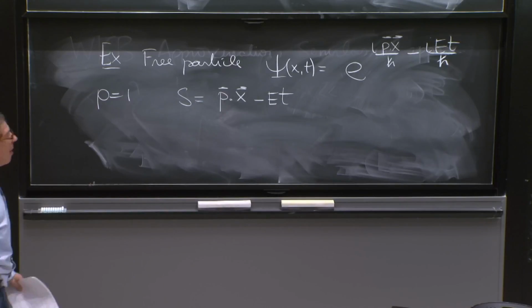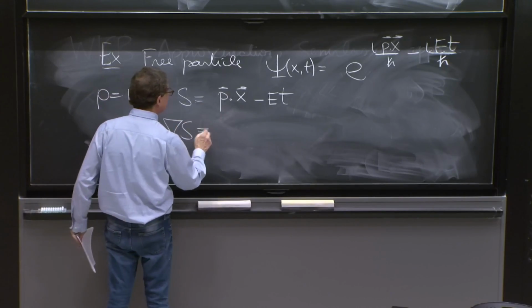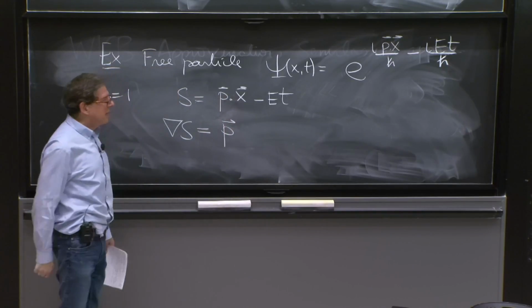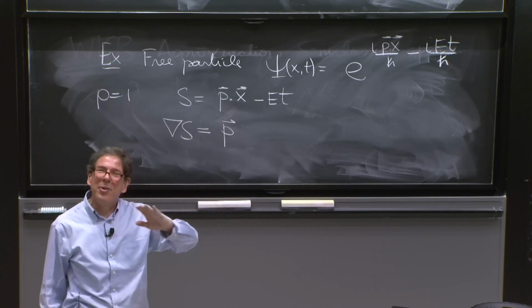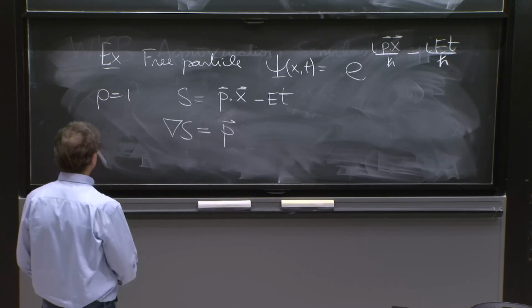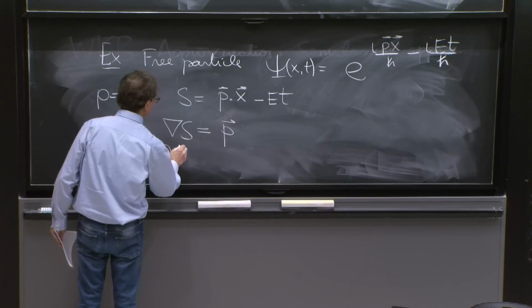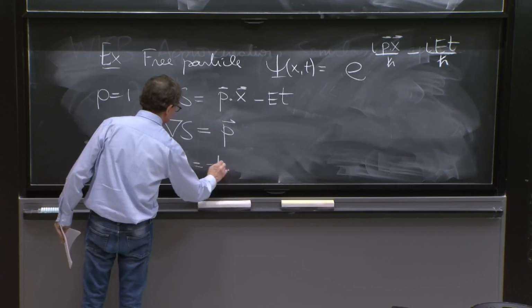So for a free particle, the gradient of S is indeed just the momentum. You take this gradient, and it's that. And therefore, that's a rigorous interpretation when you have a free particle, that the gradient of S is going to be the momentum. Interestingly, the derivative of S with respect to time is minus the energy.